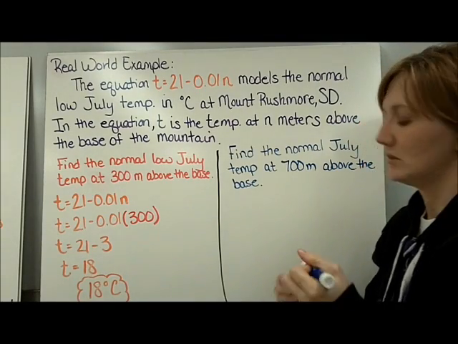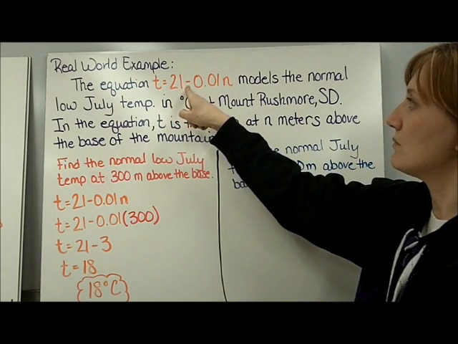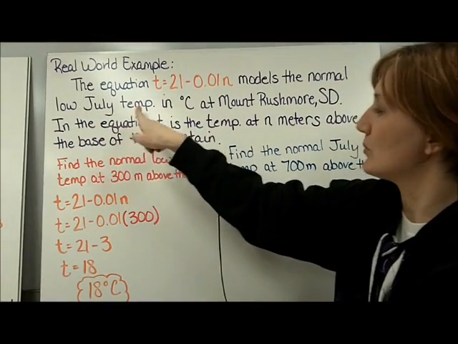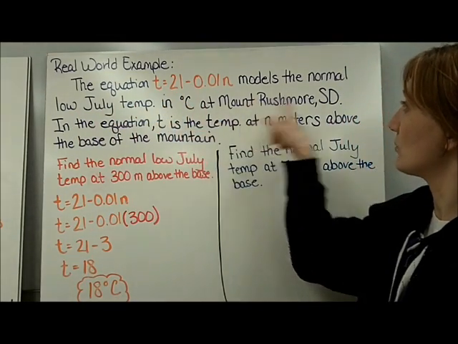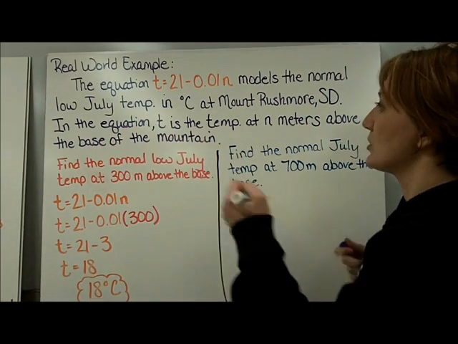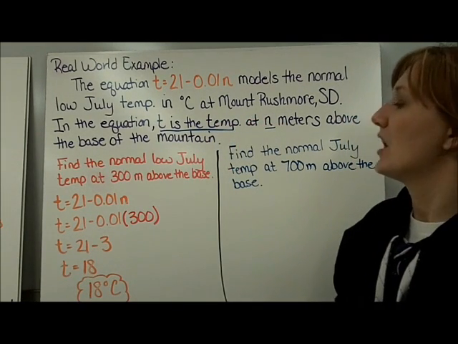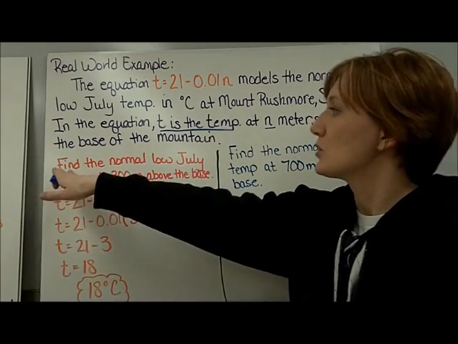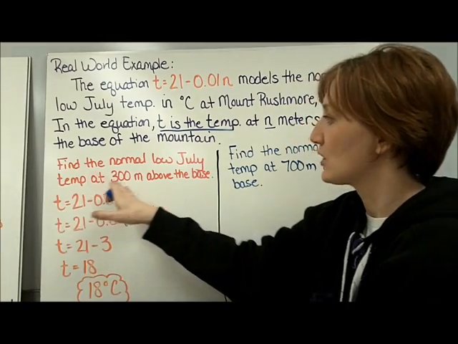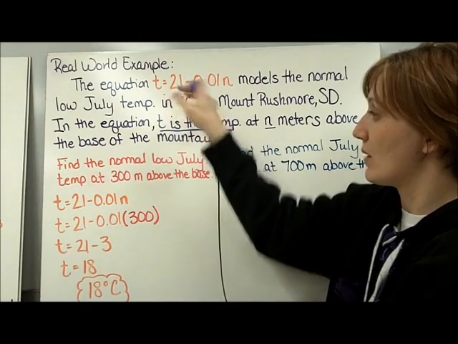In the real-world example given, the equation T equals 21 minus 0.01 N models the normal low July temperature in degrees Celsius at Mount Rushmore, South Dakota. In the equation, T is the temperature at N meters above the base of the mountain. The question asks us to find the normal low July temp at 300 meters above the base. All of this can be put into this equation.